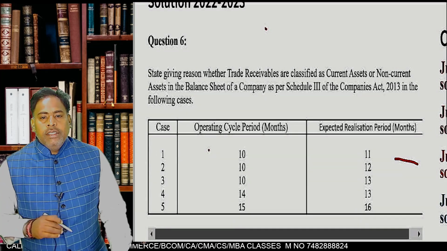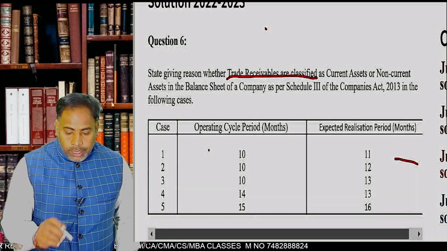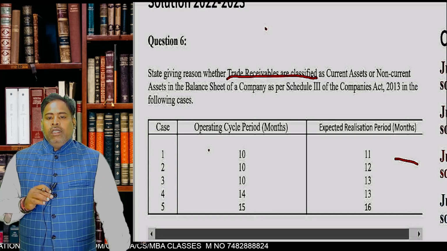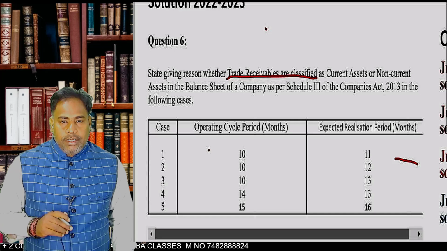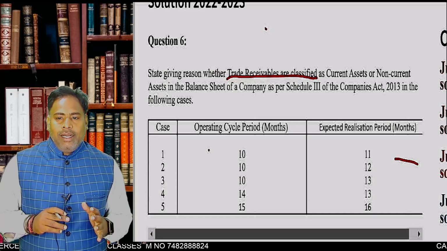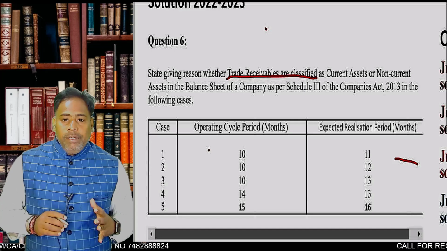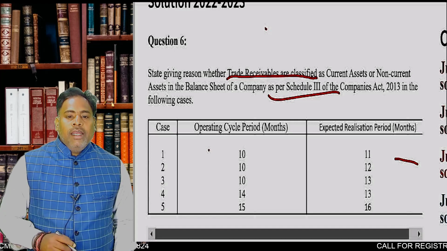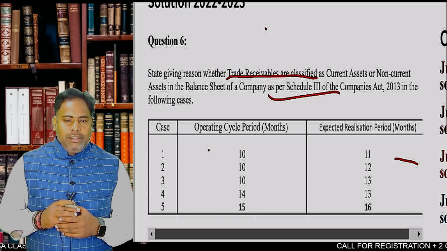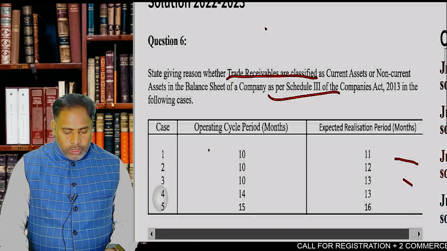State, giving reasons, whether trade payables are classified as a current asset or non-current asset in the balance sheet of a company under Schedule 3 of the Companies Act 2013. As I already told you, the Companies Act 2013 is applicable, and the balance sheet should be prepared as per Schedule 3 of the Companies Act. So what does it talk about?